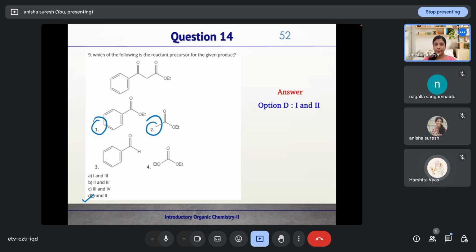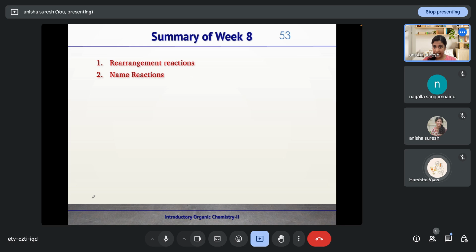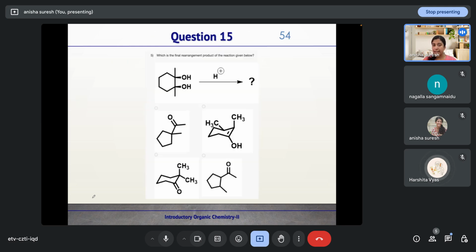Yes, ma'am. Okay. And in week 8, we were discussing different rearrangement reactions and some of the important name reactions. So here, this is question number 15. Which is the final rearrangement product of the reaction given below? So what is this name reaction? By seeing the starting material and the reagent, can you suggest what is the name reaction? Pinacol rearrangement. Yeah, this is pinacol-pinacolone rearrangement.